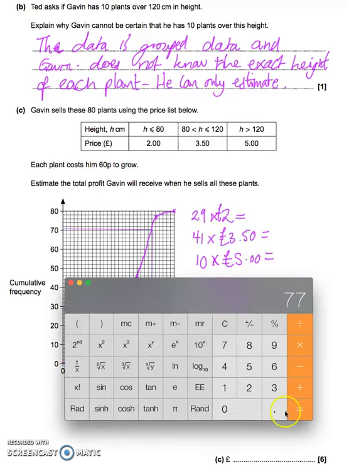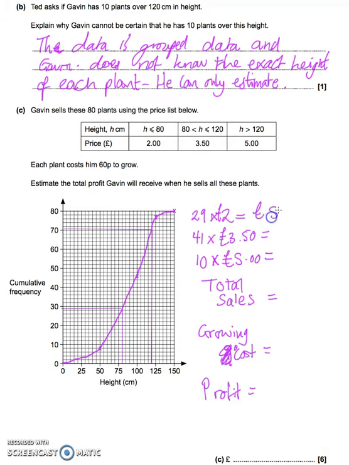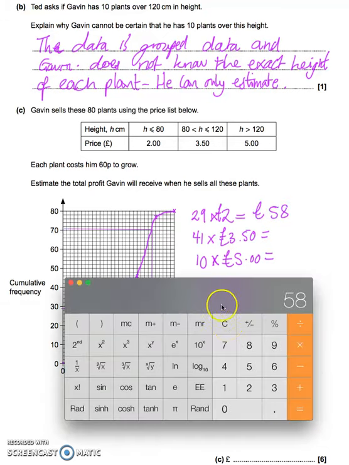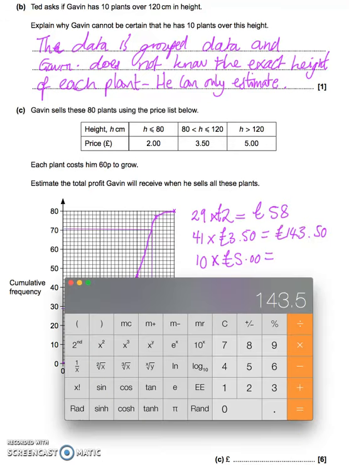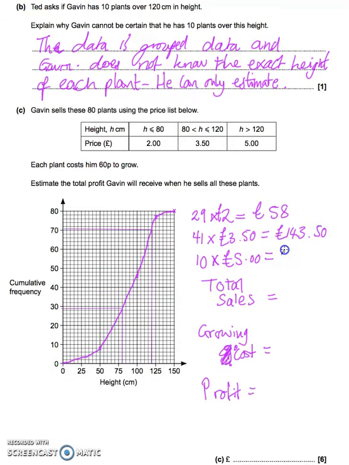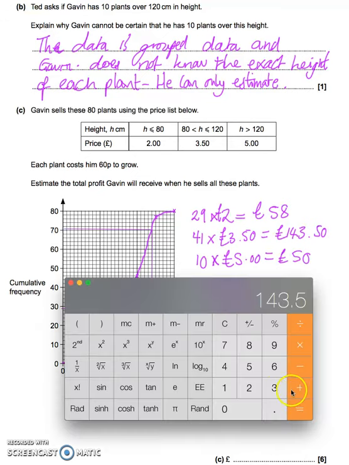I'm just going to bring the calculator in to do all that for me because it's a calculator paper, might as well. 29 times 2 is equal to £58. So I've got £58. I've then got 41 multiplied by £3.50, which is £143.50. And then I've got 10 times 5, which is obviously £50. Don't need to calculate for that one. And then we can add up our total sales. So if we add on the £50 and the £58, we get a total of £251.50.